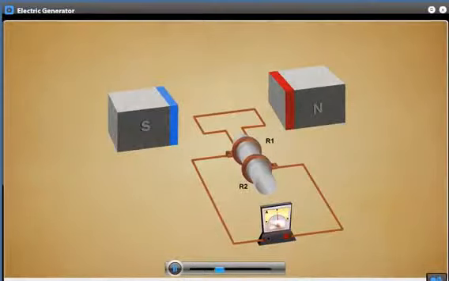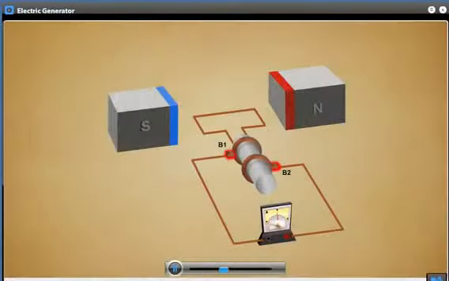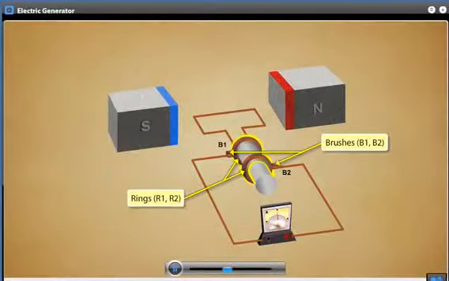The 2 ends of the coil are connected to 2 separate rings attached to an axle. The inner sides of the rings are insulated from each other and the axle. 2 conducting stationary brushes, B1 and B2, touch the external conducting edges of the 2 rings. These brushes are generally made of carbon or copper.